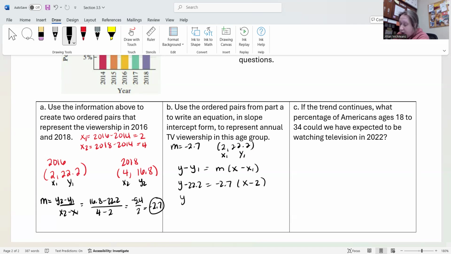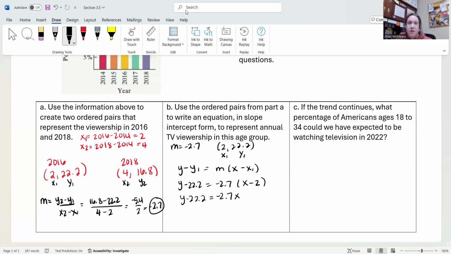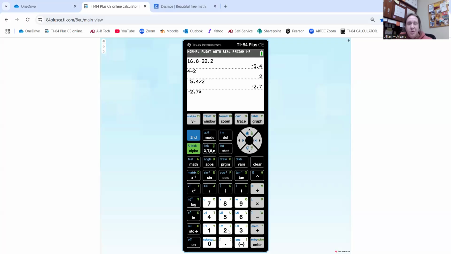All right, so I've got y minus 22.2 equals, well, negative 2.7 times x is just negative 2.7x. And then if you need a calculator, you could certainly do negative 2 times negative 2.7 in your head or on the side. But if you need the calculator, we would get negative 2.7 times 2. So we're going to get 5.4, remember? Yeah, so we get our negative 5.4. And hopefully that makes sense because we took negative 5.4 and divided it by 2 to get 2.7. So to take 2.7 and multiply it by 2, it's just 5.4.